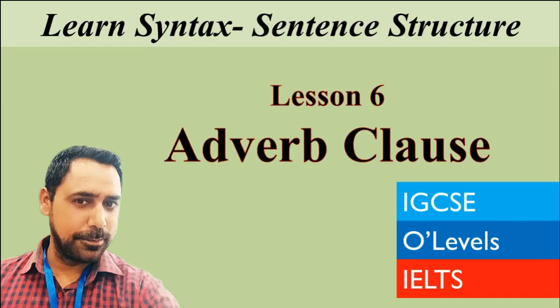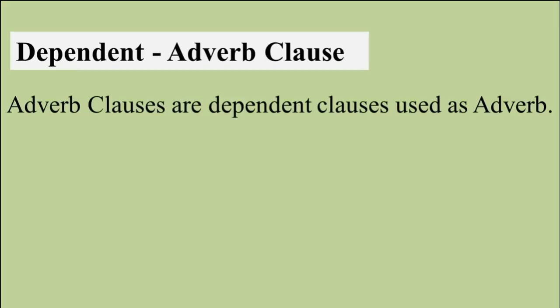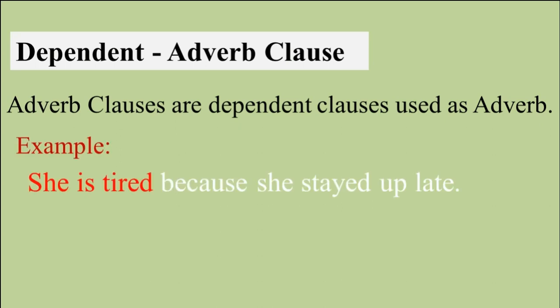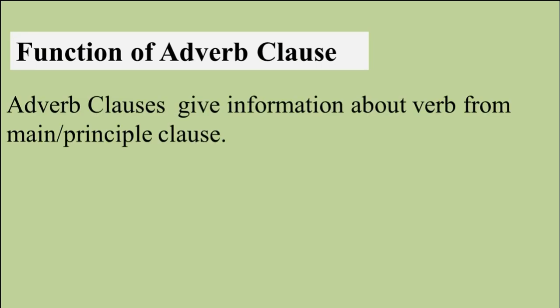Lesson 6. Adverb clause. Dependent adverb clause. Adverb clauses are dependent clauses used as adverbs. Example: She's tired because she stayed up late. Because she stayed up late, it's an adverb clause. Function of adverb clause: adverb clauses give information about the verb from main or principal clauses.